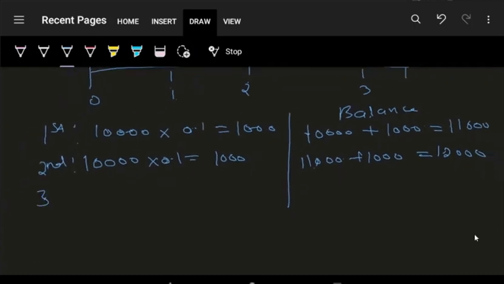And similarly, by the same principle, the interest at the end of third year would again be 1,000, and the amount at the end of third year would be 13,000.